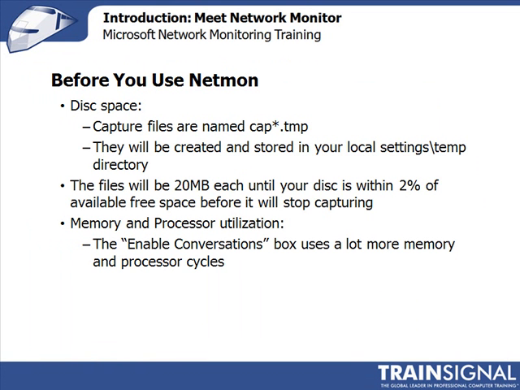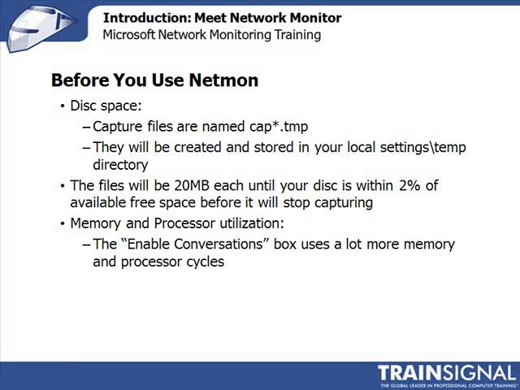Before you use Network Monitor, you might want to consider how much disk space is going to be required. So you're going to have some capture files that are created. They'll be named cap temps, and they'll be created in your local settings temp directory. Now the files can grow to be 20 megs each as long as you continue capturing data until you're within 2% of available free space before it automatically stops capturing.